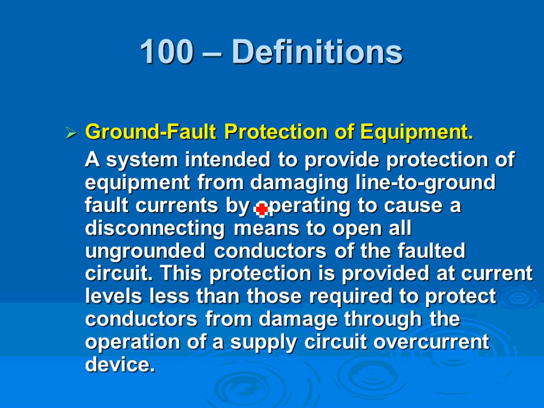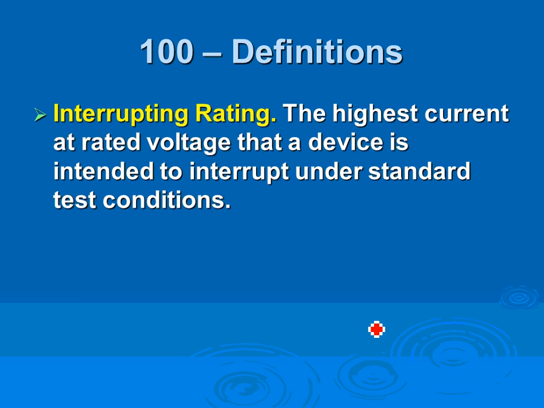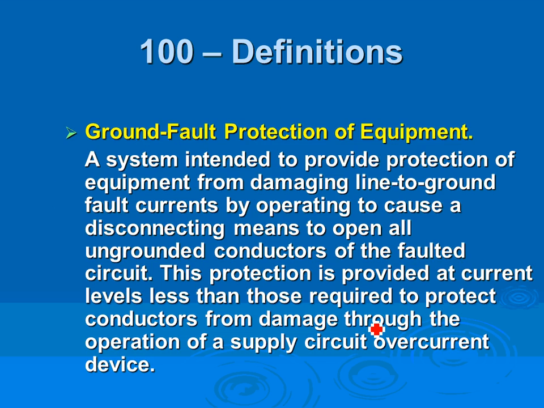Okay, so damage line to ground fault by operating or causing a disconnect to open all ungrounded conductors of the faulted circuit. This protection is provided at current levels less than those required to protect the conductors from damage through the operation of the supply circuit overcurrent protection devices. Interrupting rating, guys, is the highest amount of current that a device can handle without blowing itself up like you saw in that system. So that's my ground fault.